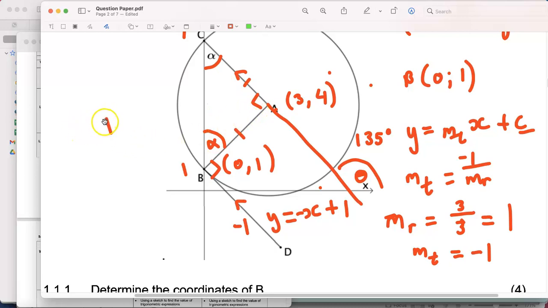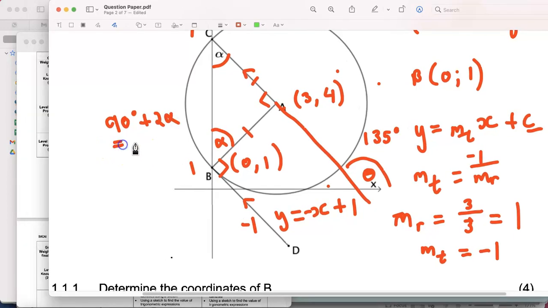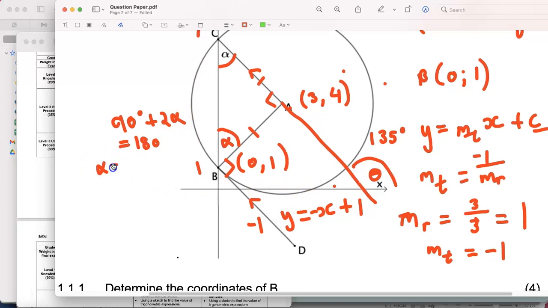90 degrees plus 2 alphas must equal 180. And that just calculates alpha. So it was fairly easy to work out alpha as 45 degrees. It was not difficult, not at all.